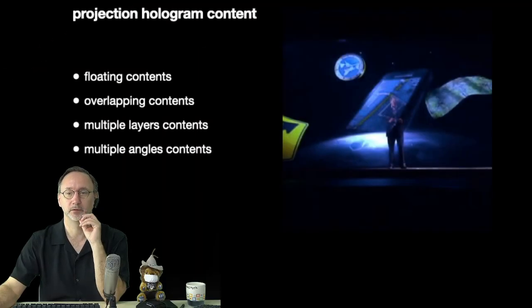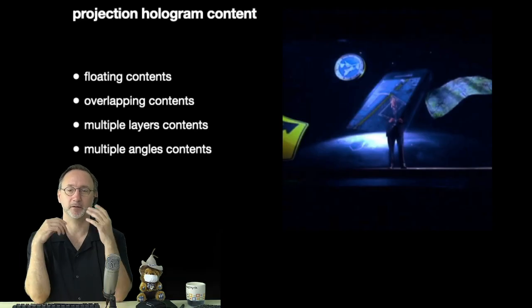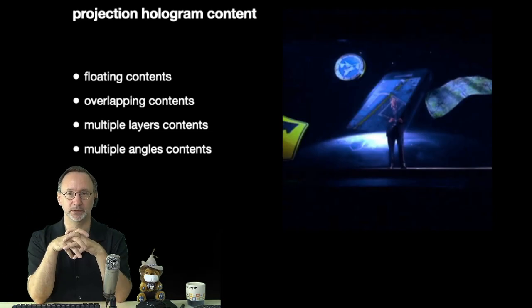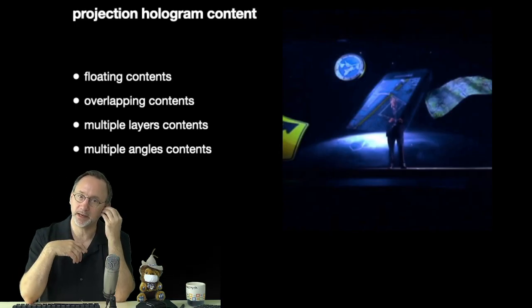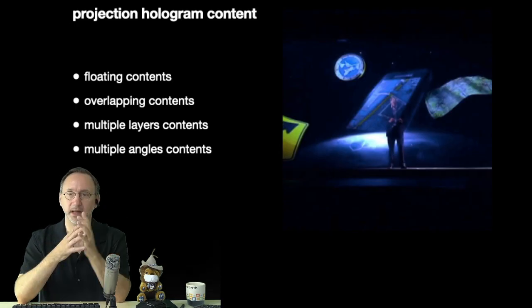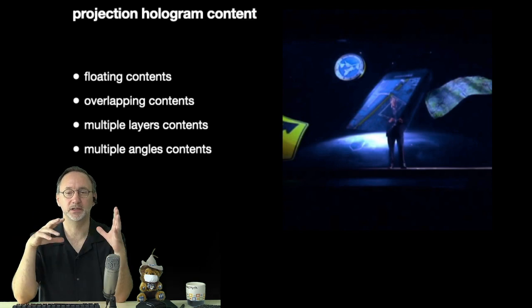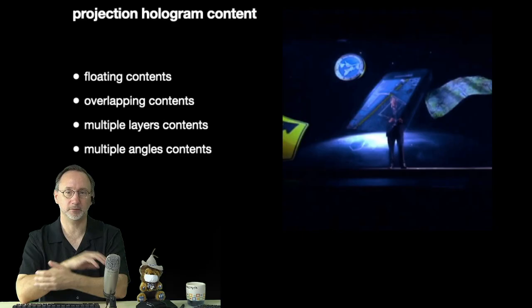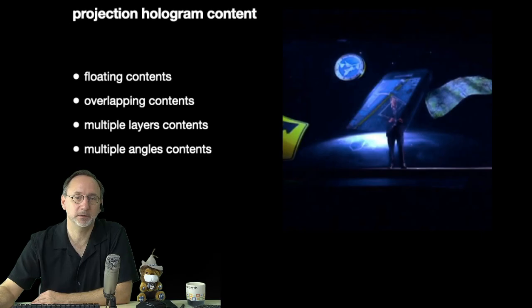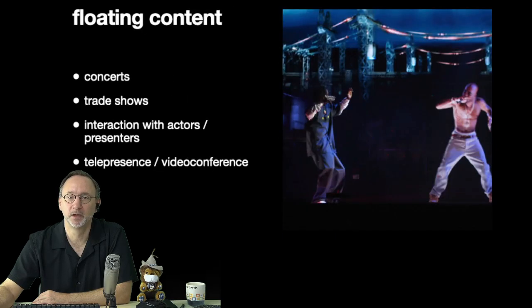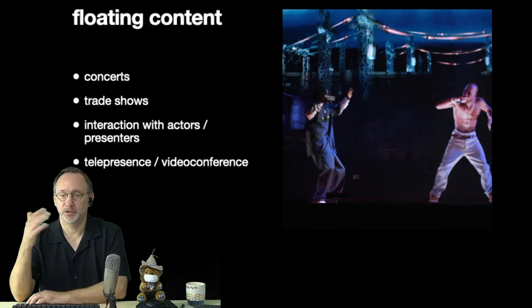So some things we already saw is the effect of light, and that black is important. If you want to create projection hologram content, this is the floating content, the overlapping content, the multiple layers content, and also multiple angles content. You will see there are different types of devices, different types of applications. I will show you an example of all of these, so you get some idea what this kind of fake hologram or volumetric projection can be.